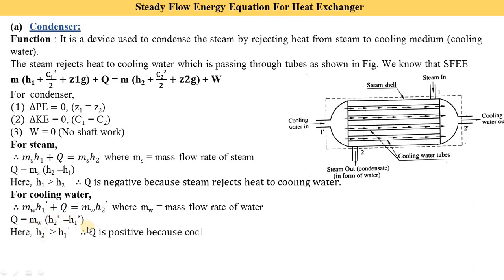Now here h2 dash is greater than h1 dash. Why? Because this cooling water absorbs heat from the steam, meaning its temperature is increased at the outlet, and as its temperature increases, enthalpy increases. So h2 dash is higher than h1 dash. Then when we solve these equations, we get a positive answer, and a positive answer means it absorbs heat. So Q is positive because the cooling water absorbs heat from the steam.